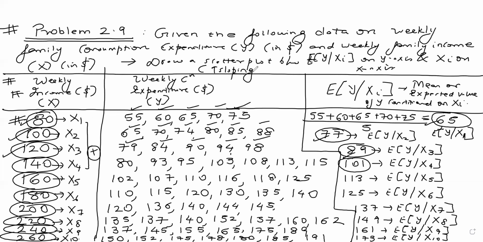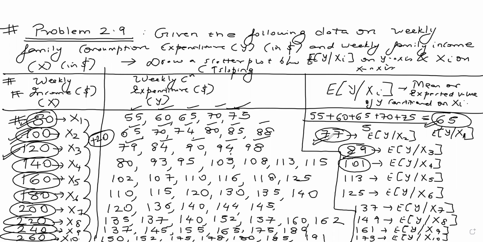Will it be concave, convex, or linear? For that, look at the slope. How do I find the slope? Very simple. It's nothing but change in y by change in x. You can clearly see that weekly income is increasing every time by 20, from 80 to 100, 100 to 120, and so on. And your mean or expected value of y on x is increasing by how much?